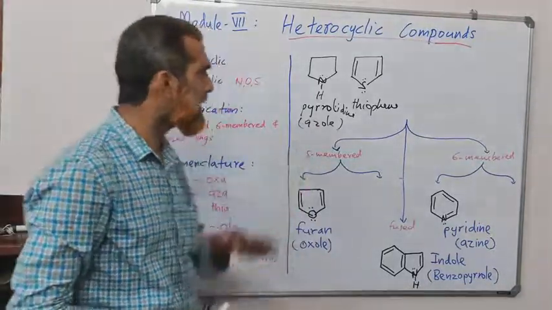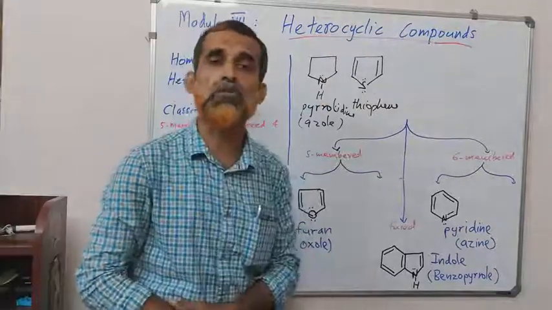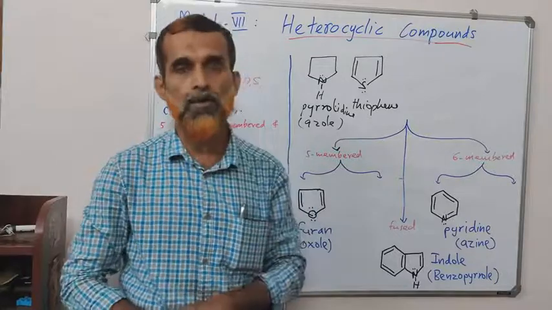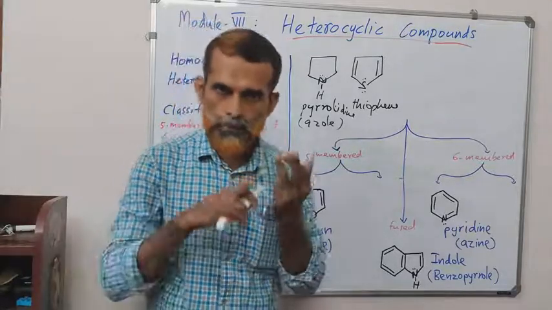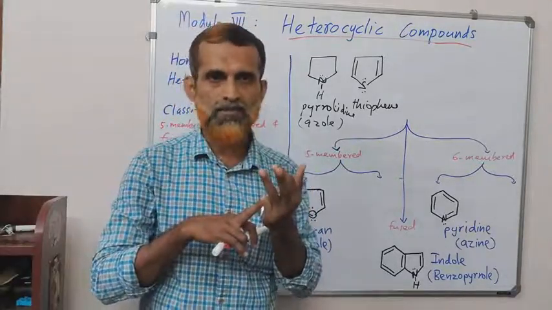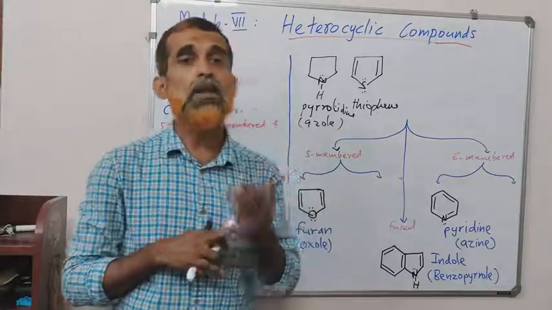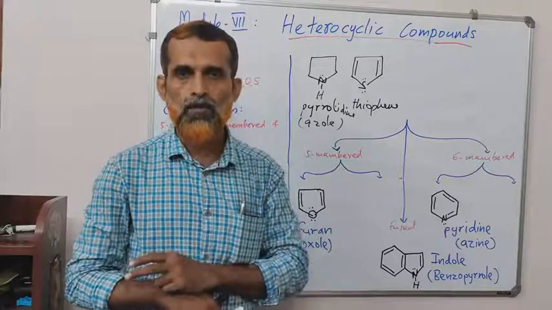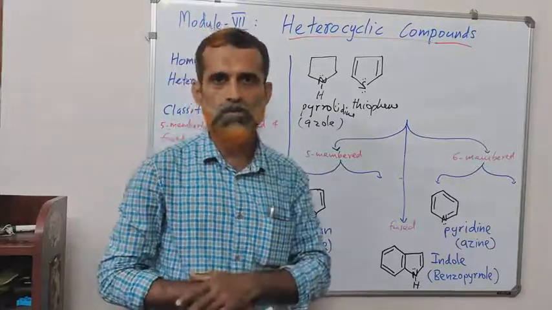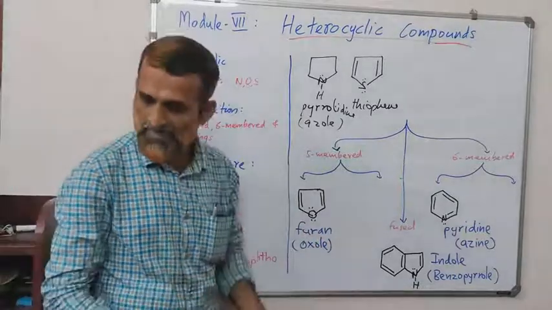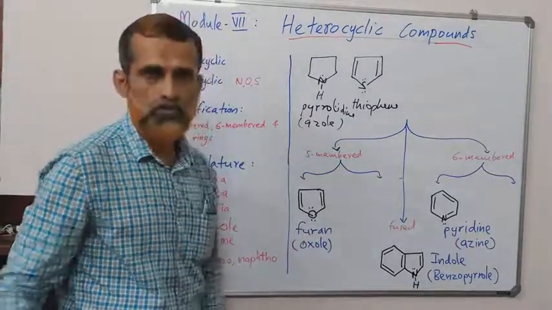Okay, one point regarding the importance of heterocyclic compounds. Heterocyclic compounds are biologically very important. They occur in proteins, right? In many amino acids there are heterocycles, and they are very important in nucleic acids; purines and pyrimidines are heterocyclic compounds. Then alkaloids are also nitrogen containing heterocyclic compounds, mostly.